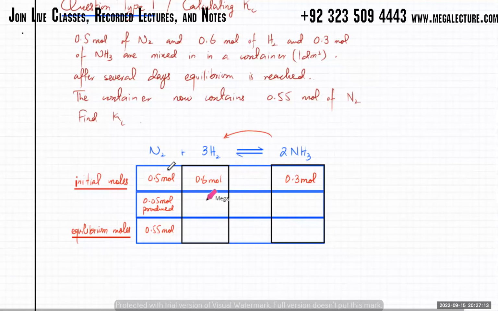It's the middle row where the ratio gets applied, because that's the place where you figure out what is the reaction happening. Do the particles react, or are they getting produced? So 0.05 has been produced. To produce 0.05 of N2, according to the ratio, you should have 0.15 moles, 3 times more. So 0.15 moles of H2 must have also been produced.